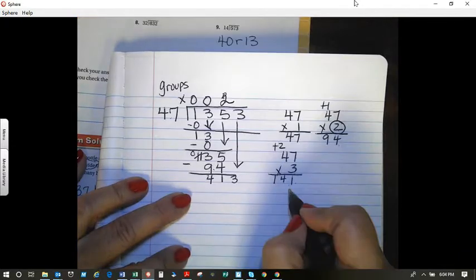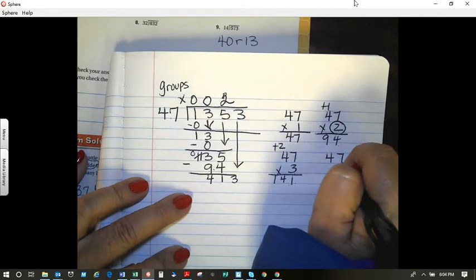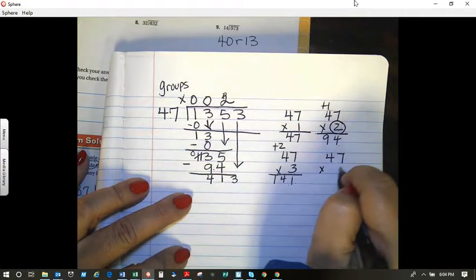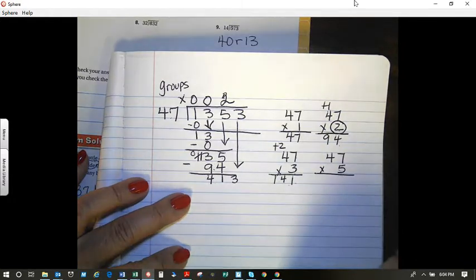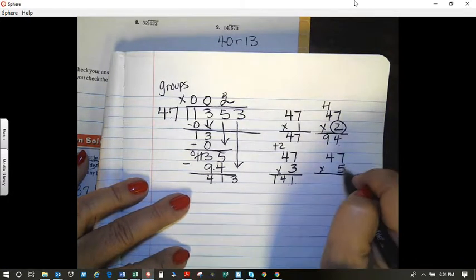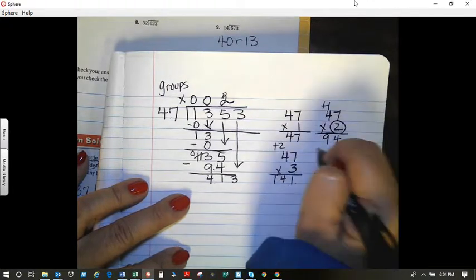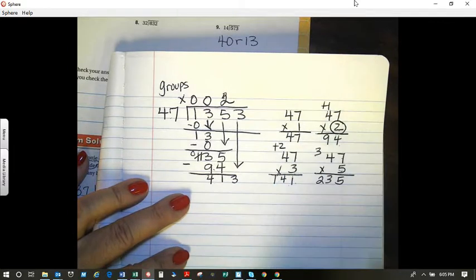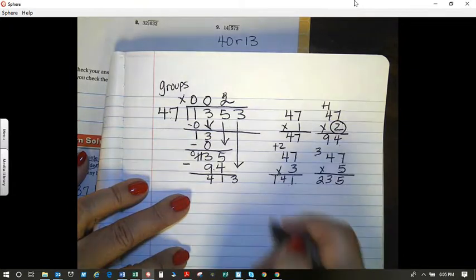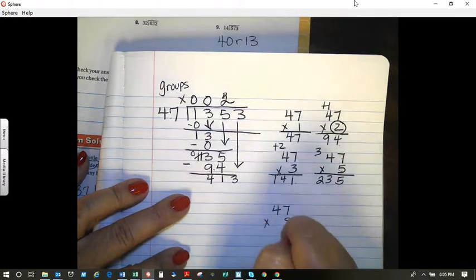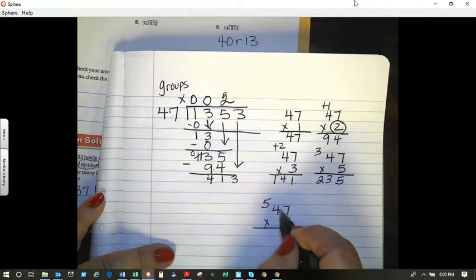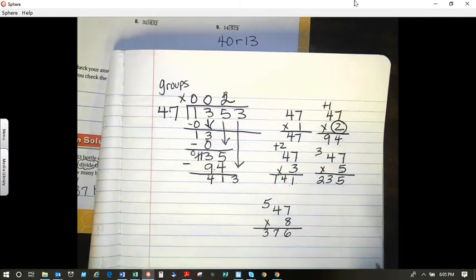So let's take a look. I can keep going. So let's say, let's do 5, because I want to try to get to 413 as close as possible. Does that make sense? Long day. 5 times 7 equals 35. 5 times 4 is 20, 21, 22, 23. Okay, I can still keep going, so let's do 8. 47 times 8. 8 times 7 equals 56. 8 times 4 is 32. Plus 5, 37. 376.